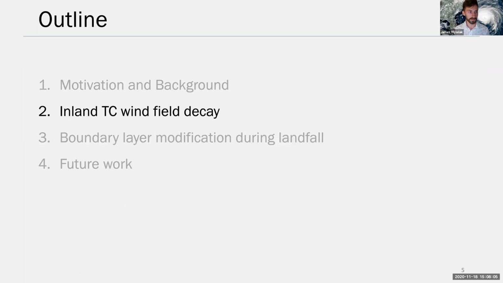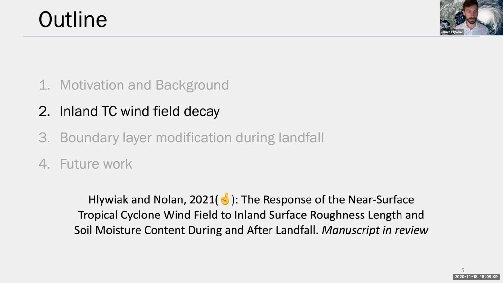So that leads us into part 2, where I'll be talking about work from a recent paper that Dr. Nolan and I submitted, in which we tested the sensitivity of land-falling tropical cyclones to different land types. Those land types varied through the inland surface roughness length and the inland soil moisture content. This manuscript is in review.